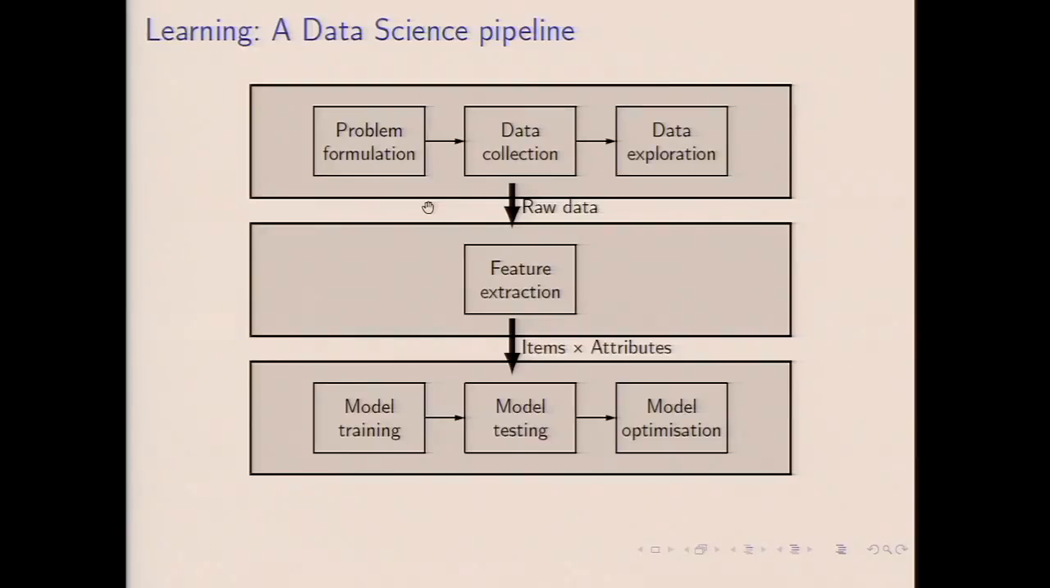If we were being very scientific, we would first say, okay, what is my problem? Right, which data should I get? Right, let's explore it. But what we will see is that we have already data. Okay, so we are going to formulate the problem after we have collected the data. Okay, so things might change a little bit. But this is a general diagram.